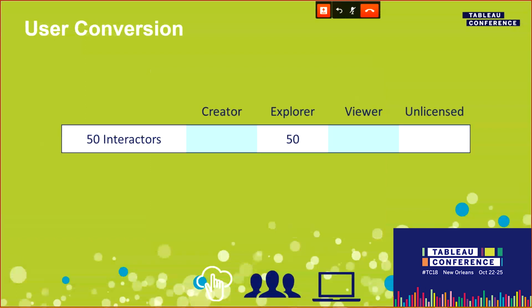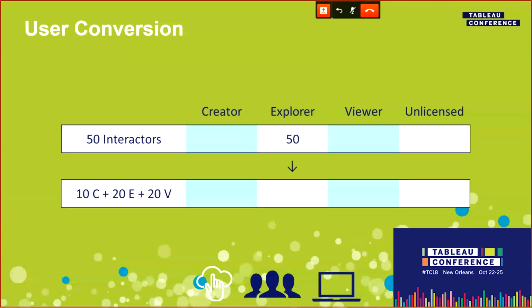Let's use this user conversion as an example. Let's say right now you have 50 interactor licenses for your Tableau Online today, and you are converting them to 10 Creators, 20 Explorers, and 20 Viewers. If you convert your site without preparing your users, you will not have enough Explorer and above licenses to cover all 50 users. Some will be unlicensed, and in this case, 20 will be unlicensed. One thing to remember, the users we pick to unlicense will be based on whether they are site admin or not, and their last login timestamp.